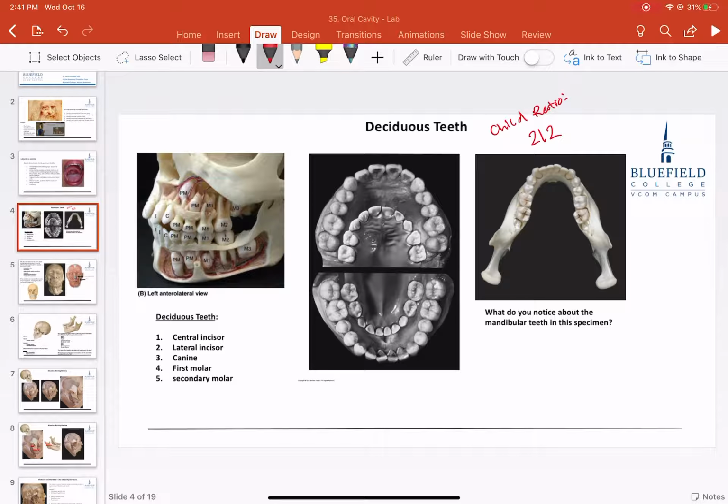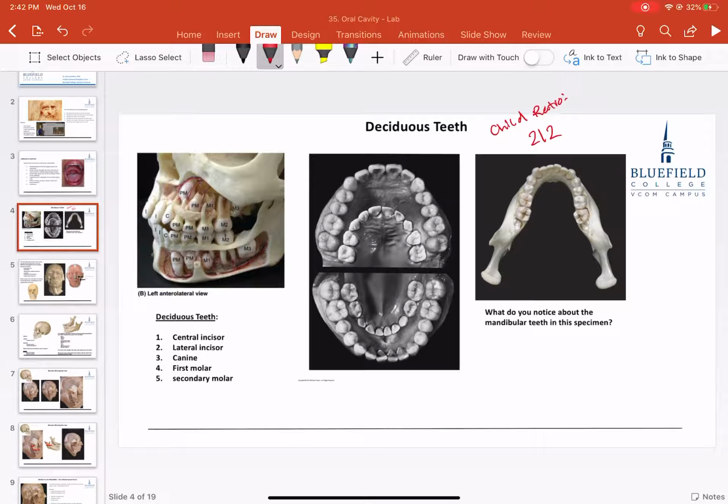This is an adult jaw, I think. So look at right there, look at that tooth. So that's the 3rd molar, often called the wisdom tooth, that they don't erupt. Often they don't erupt.